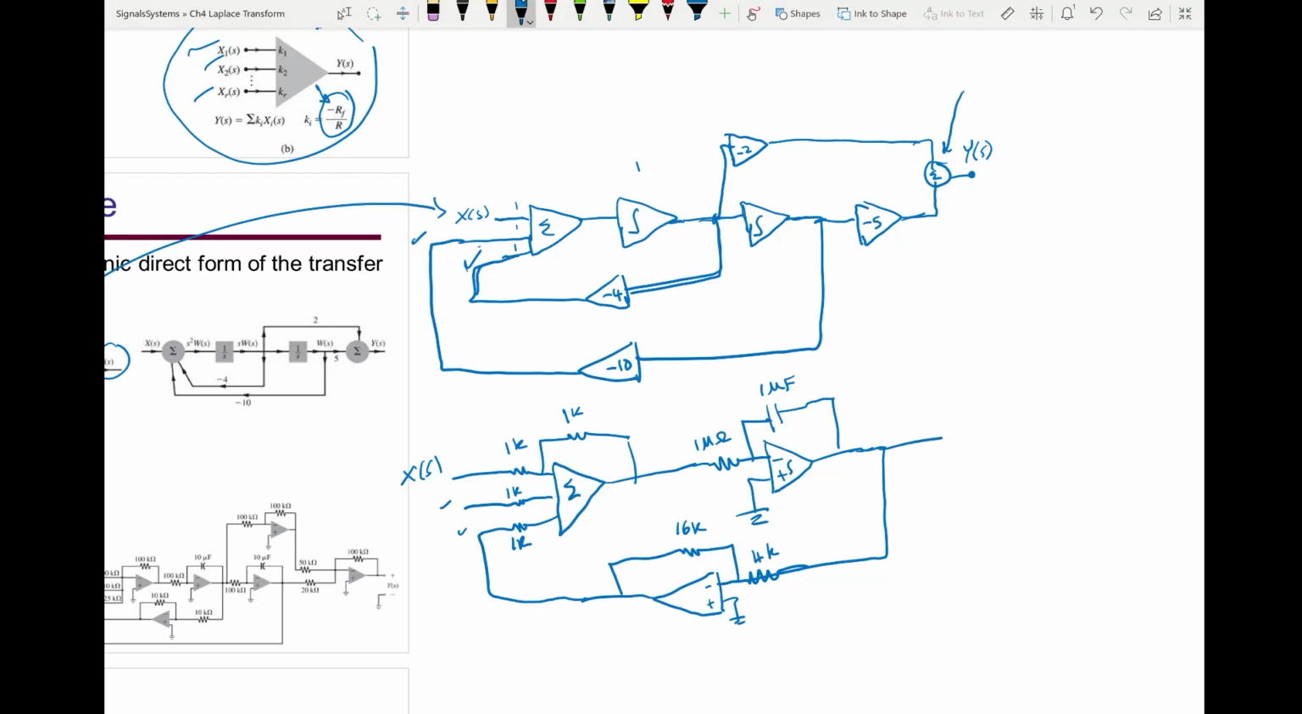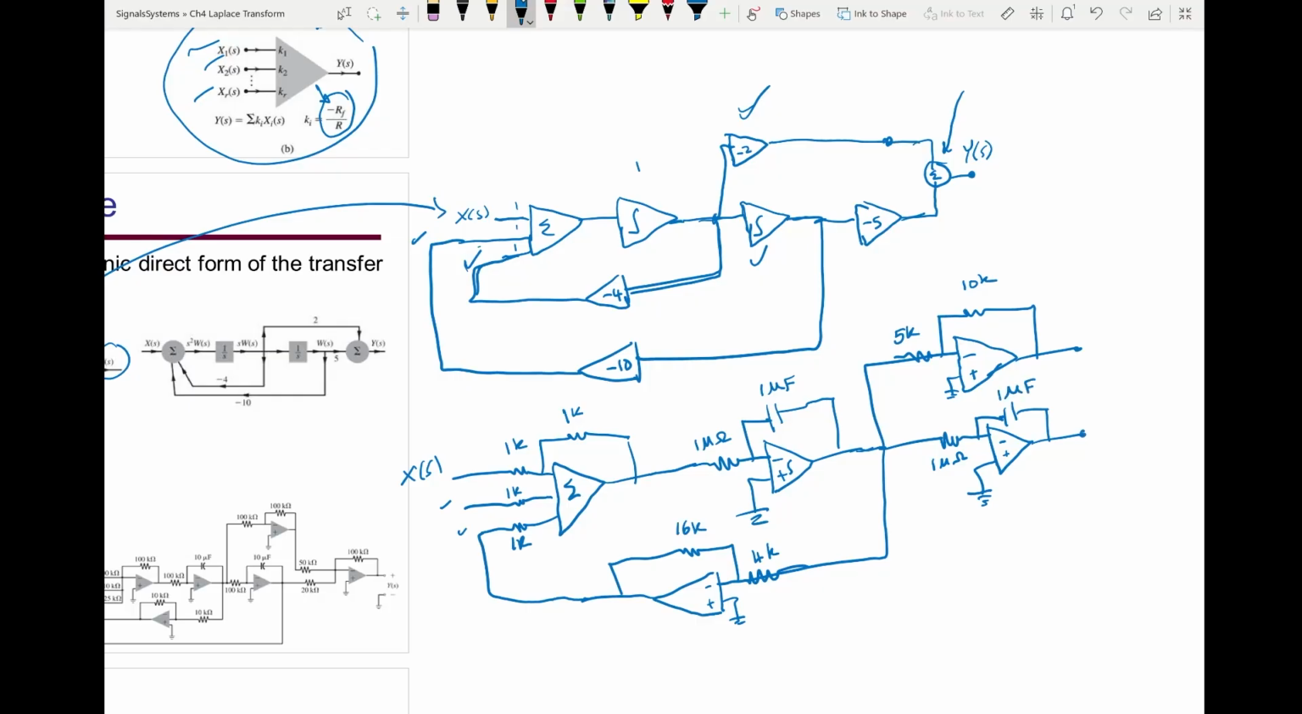Then I go from this integrator to this inverter. And gain of 2, I can make this 10K. This is 5K, gain of -2. So this is here. Now let's build this one. This is integrator of gain 1, actually -1. So I can make this 1 mega ohm. This is 1 microfarad. So that is here.